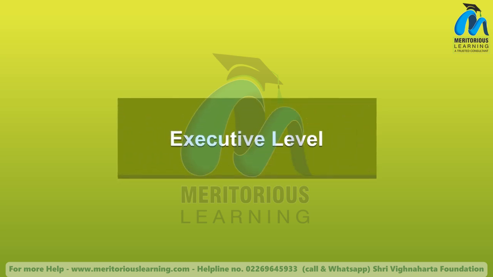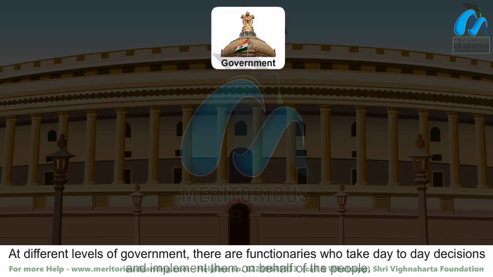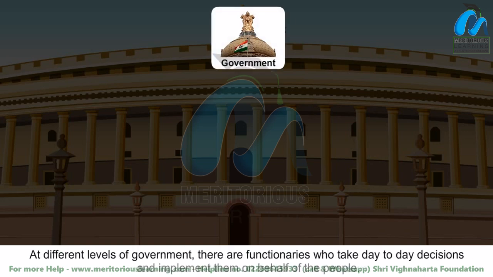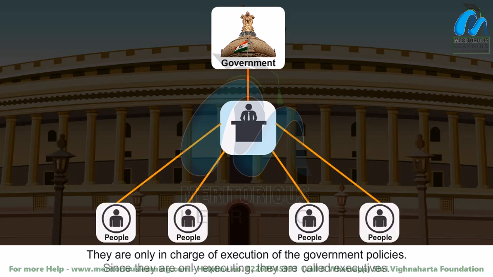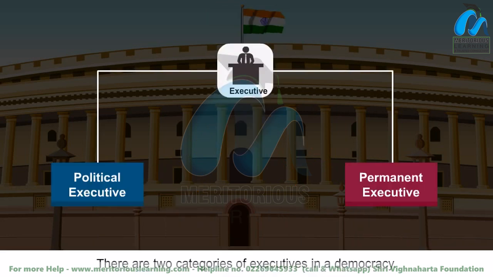Executive level. At different levels of government, there are functionaries who take day-to-day decisions and implement them on behalf of the people. They are only in charge of execution of the government policies. Since they are only executing, they are called executives. There are two categories of executives in a democracy.